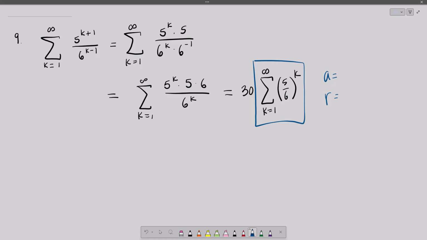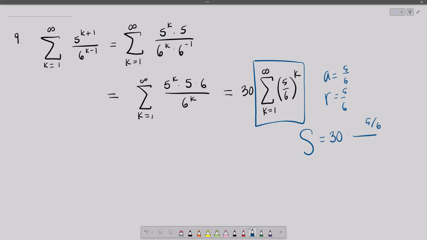But if we want to focus in on just this geometric series piece of it, let's forget about the 30 for a minute. So what is A for this series part, the part boxed in blue? 5 over 6. And what about R? 5 over 6. Okay, so now when we find the sum of the entire thing, that's going to be 30, for sure out in front as a multiplier, multiplied by A over 1 minus R.